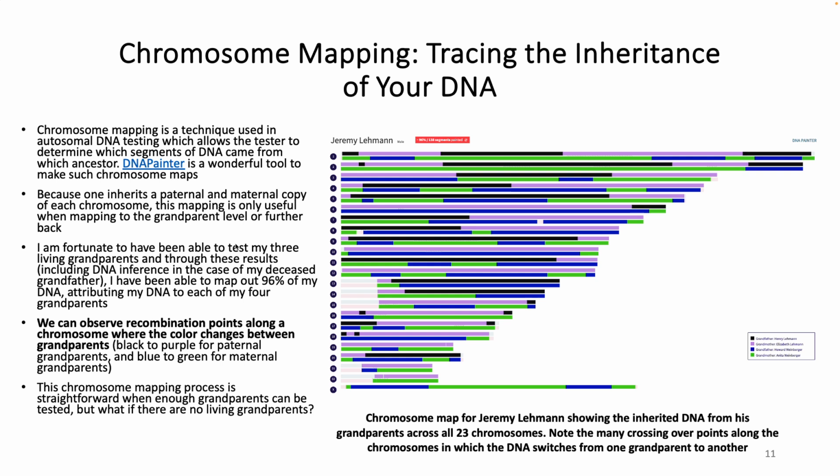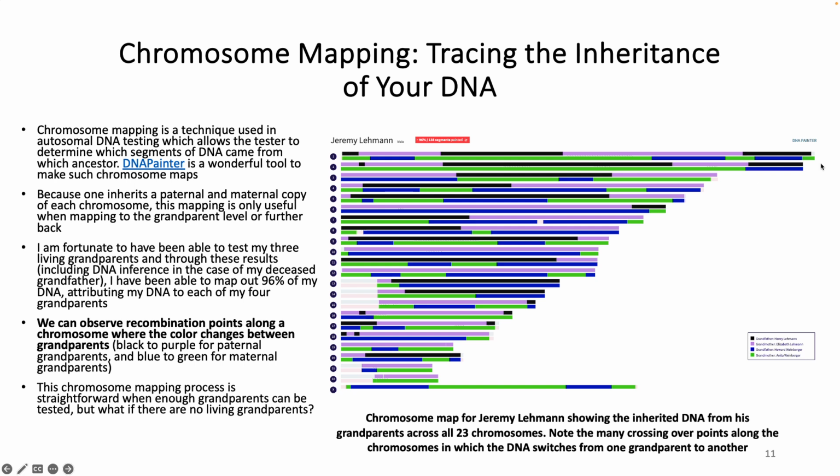It has a lot of great tools for genetic genealogy, but chromosome maps are one of the best. Because one inherits a paternal and maternal copy of each chromosome, the mapping is only useful when mapping to the grandparent level or further back. It would be pretty redundant to just say, oh, I inherited all of chromosome 1 on the top from my father and all of chromosome 1 on the bottom here from the mother. Again, this is looking at each chromosome and looking at the father and mother's side. It doesn't really add much value to say, oh, this is all inherited from the father.